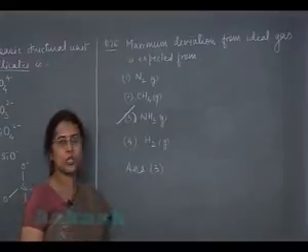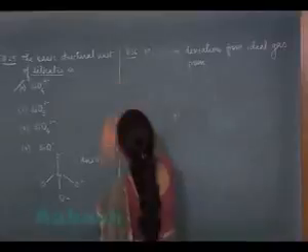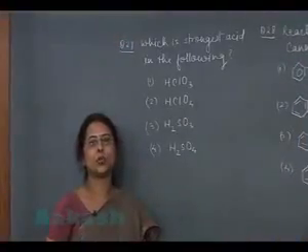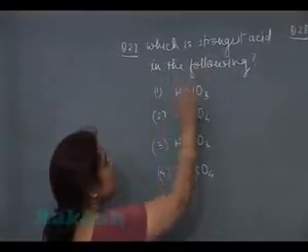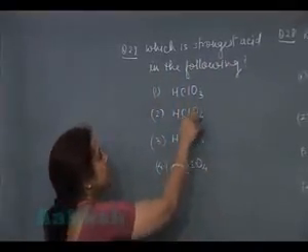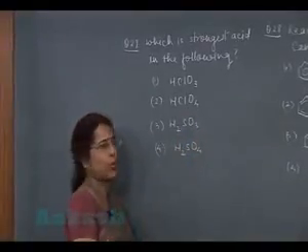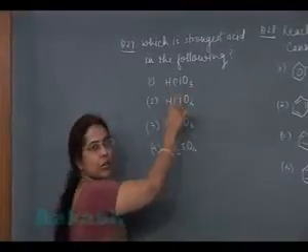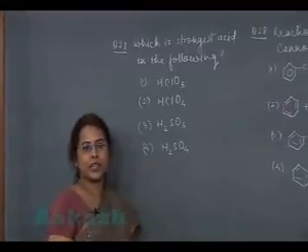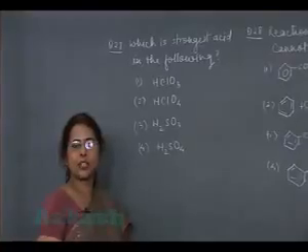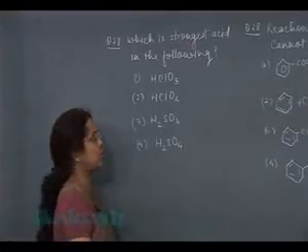Next question is question number 27. Now let us see the question number 27. Which is strongest acid in the following? HClO3, HClO4, H2SO3, H2SO4. Now chlorine is more electronegative than sulfur. It means chlorine is more non-metallic than sulfur. So oxyacid of chlorine is a stronger acid than sulfur oxyacid.